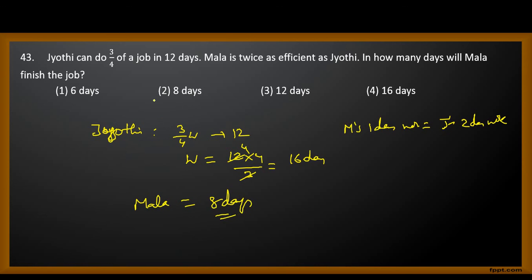The answer is option 2, because the 16 can be written as 2, 2, 2, 2, 2, 2, 2, 2, 8 times. So this is Jyoti's 2 days work. Mala can do it in 1 day. Jyoti's 2 days work, Mala can do in 1 day, and so on like that. 8 times you'll get. So the answer is option 2.